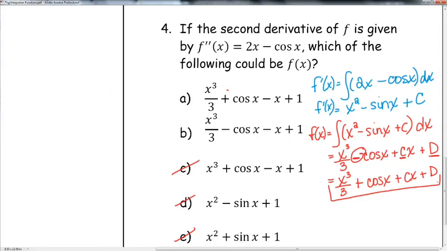If you notice the difference between a and b, it has everything to do with the sign of cosine. Well, we notice that after we've done our double negative, once we've fixed that, we realize it became a plus sign, so we can automatically get rid of b. And so our final answer is A.